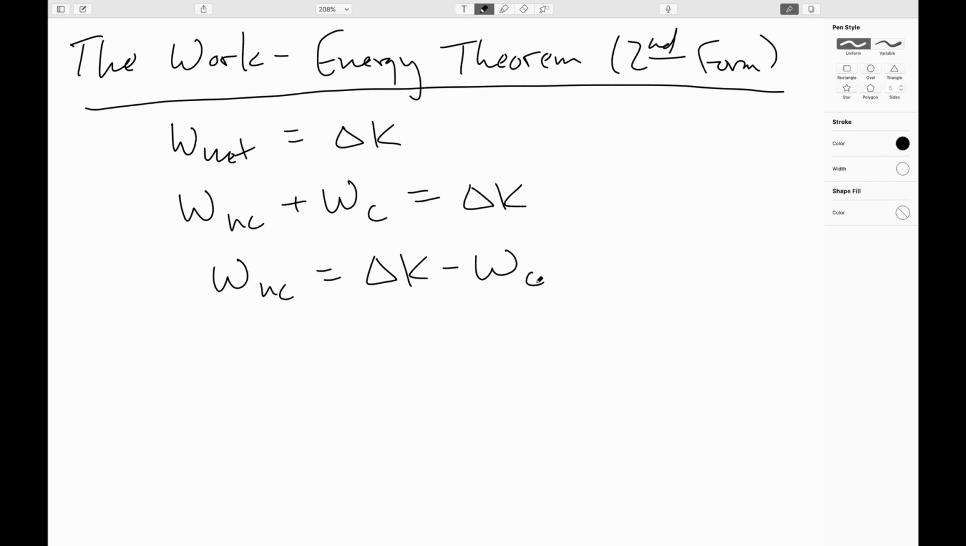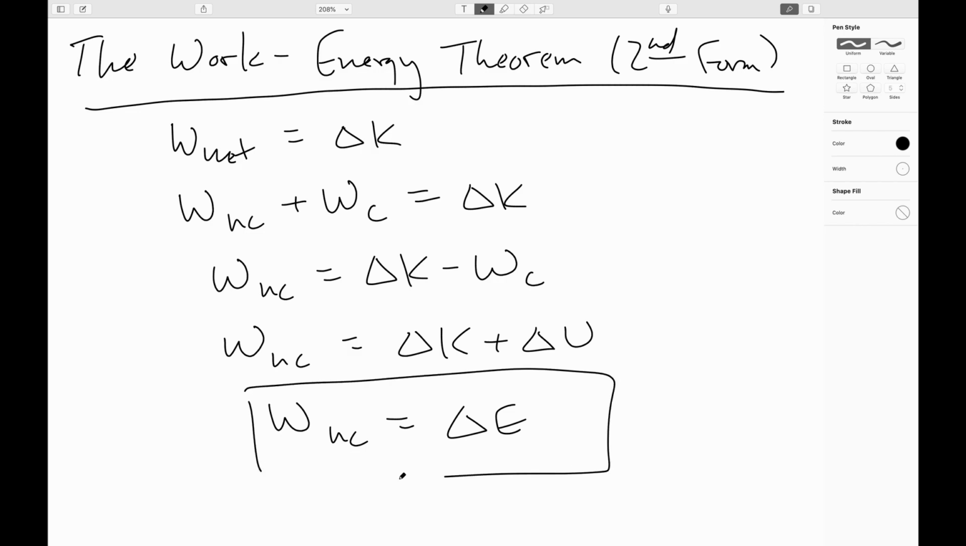done by conservative forces. But by how we constructed potential energy, we said that any potential energy function always had to satisfy the condition that the change in potential energy would be equal to the negative of the work done by the conservative forces. Now you know why the minus sign. So we get that this is the change in the kinetic plus the change in the potential energy. Or if you want to get all fancy, you say that the work done by non-conservative forces is equal to the change in the mechanical energy, which is the sum of the kinetic and the potential.